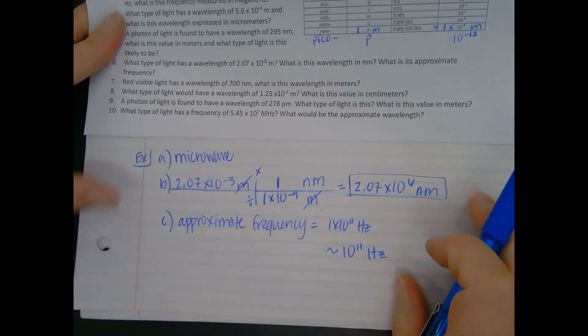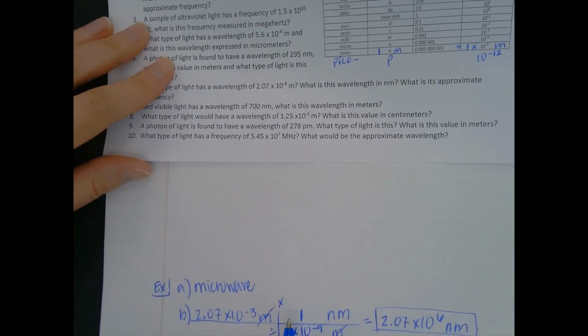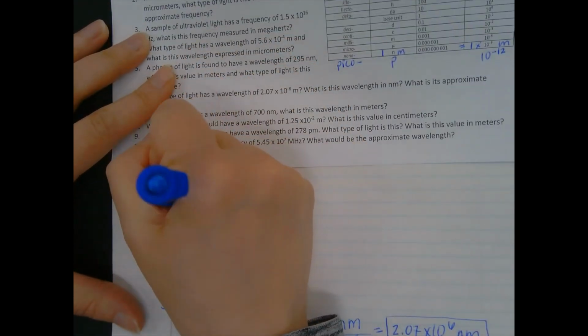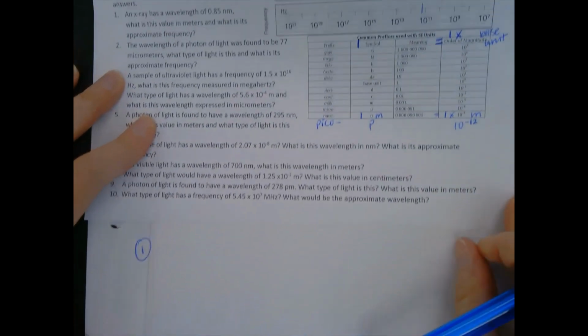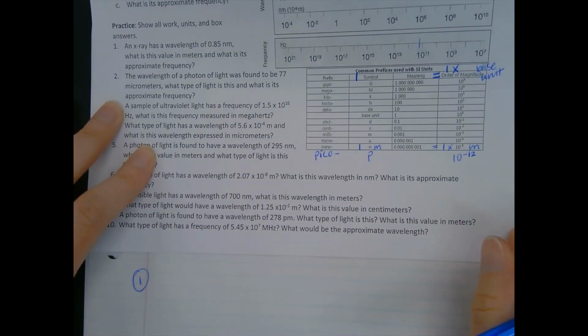All right, let's look at number 1. Let's do number 1 now. I'm just going to slide my paper this way. Number 1. So it says, show your work, units, and box your answers. By work, I mean your setup. Okay? I don't need to see long division or long multiplication. I know your calculator can do that.